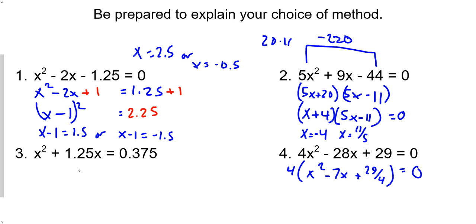This one you can use completing the square on it. You just cut this in half, which is going to give you 0.625, and then you square that, and that's the number you add to both sides. So it's doable, just these numbers are a mess. But you know, the world isn't all smiles, sunshine, and integers.